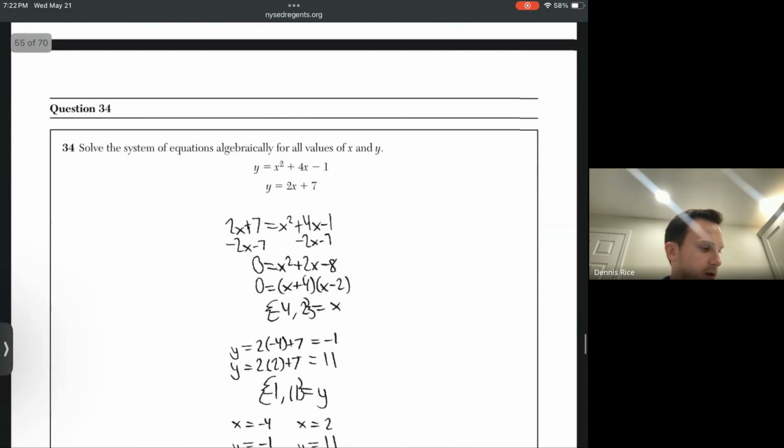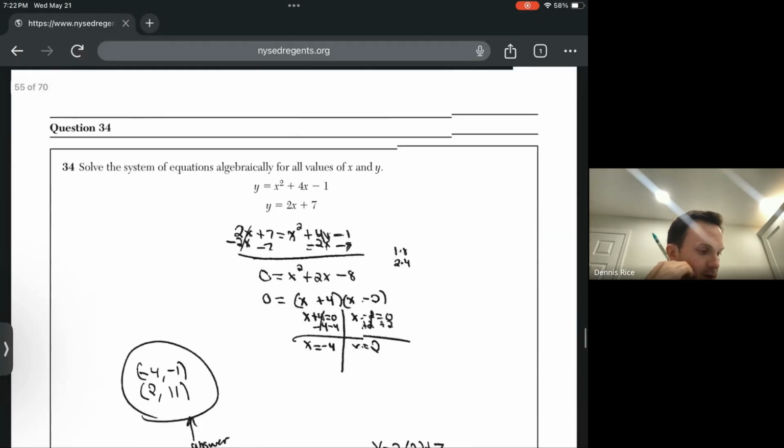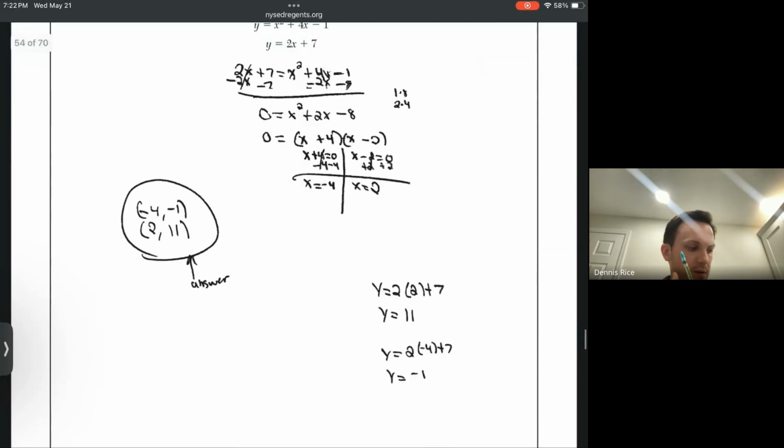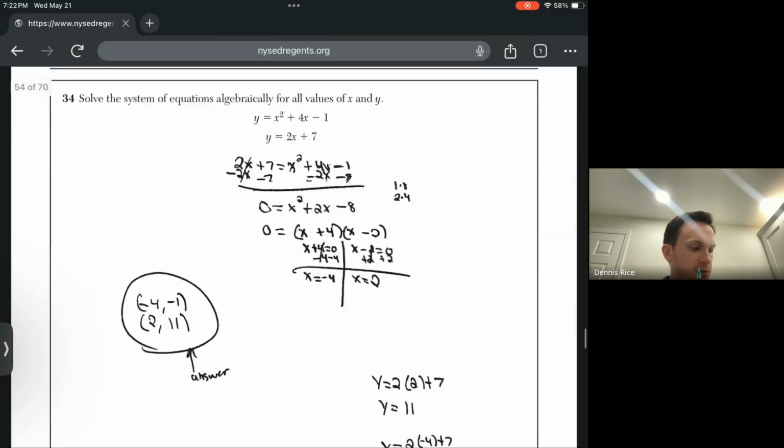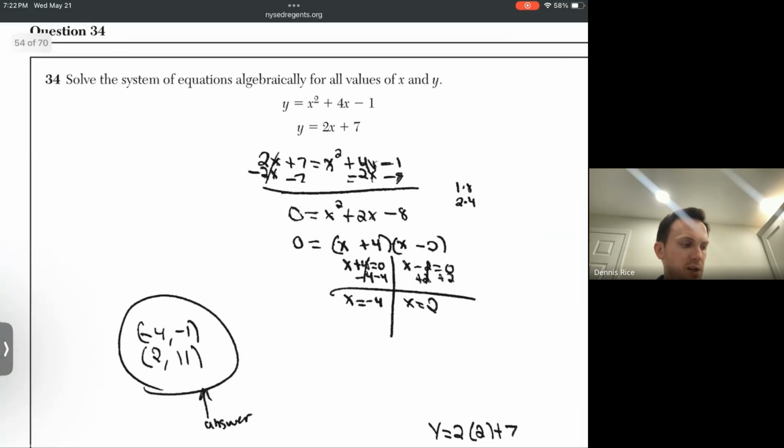Solving a system algebraically. I think this one might have been on your test too. The answers for this one are easy to check if you have your books in front of you: -4, -1, and 2, 11. Okay, solving algebraically means set them equal to each other, get them set equal to 0.